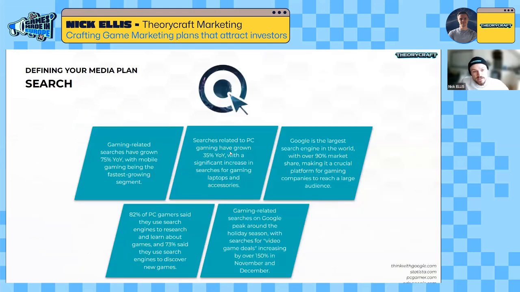Looking at search advertising, I don't know how many of you think about search ads, like pay-per-click on Google search, Bing search, whatever the search engine. Gaming related searches have grown 70%, 75% year on year. Obviously mobile is the fastest growing segment, but still PC gaming has grown 35% year on year. So people are searching gaming terms on Google. So why not try to target that and capture those audiences into a bucket from Google search.